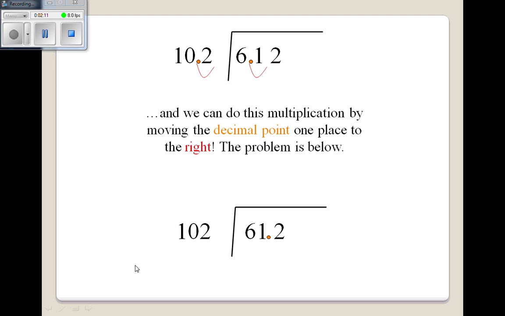We can also use multiplication by not necessarily using it. We can actually call it moving the decimal. We are going to move the decimal on the divisor one space, as you can tell right here, and place it on the end of 10.2, which will be 102 instead on the divisor. Looking at the dividend, it will no longer be 6.12, it will be 61.2. So the problem will read as below. 102 goes into 61.2.